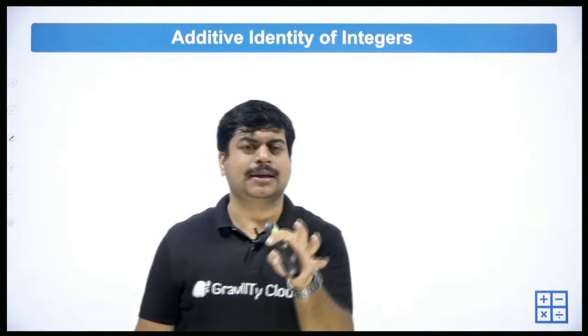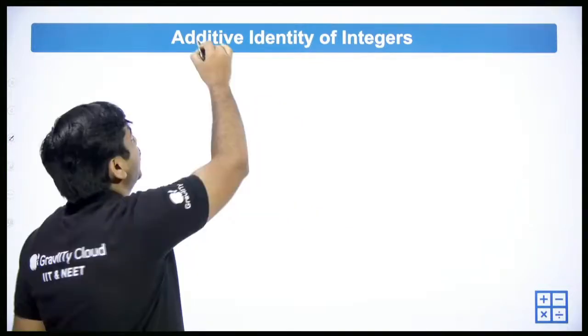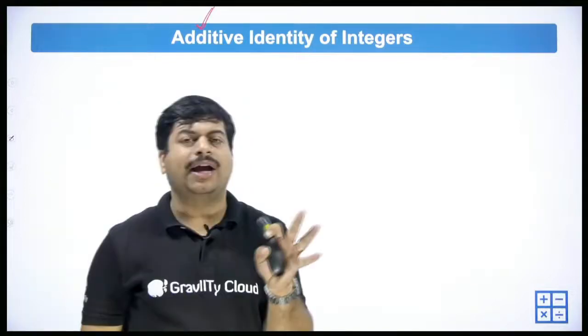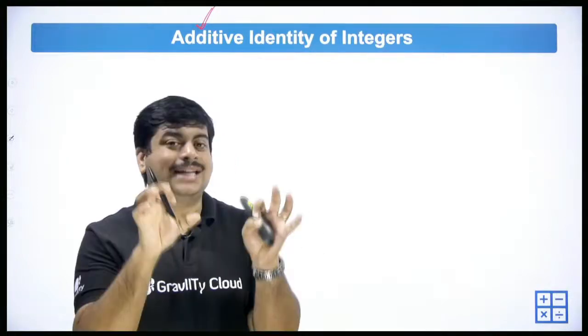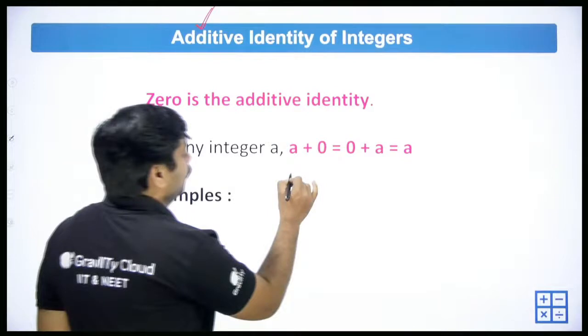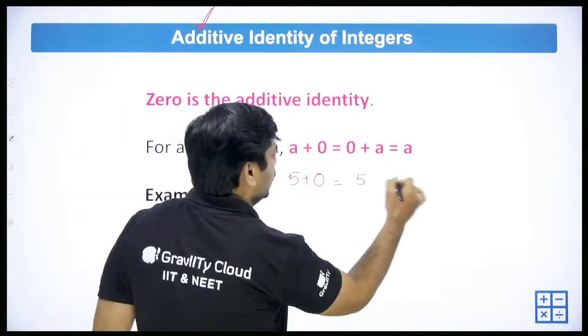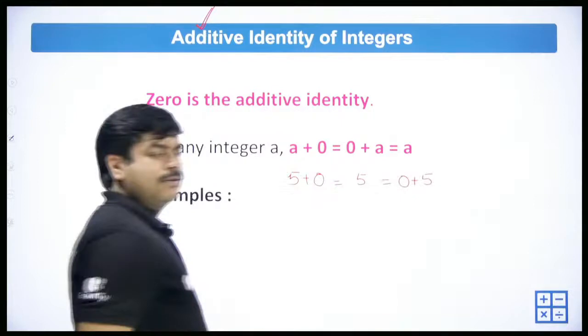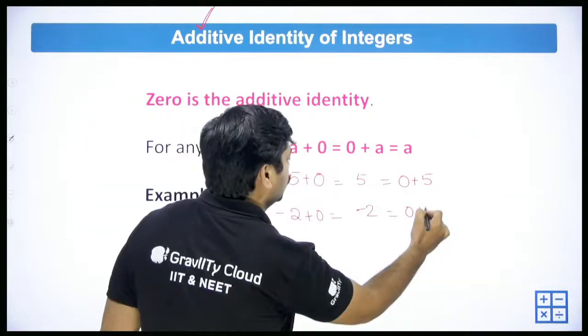So if we take a number and we are adding, let me take one number 5, and I want to add some number such that I should again get the same number back, same identity. So what I can say here, 0 is the additive identity. Why? You know that 5 plus 0 is equal to 5, correct? It is also equal to 0 plus 5. It is a positive number, so you may ask me about negative numbers. Yes, minus 2 plus 0 is equal to minus 2. It is also equal to 0 plus minus 2.